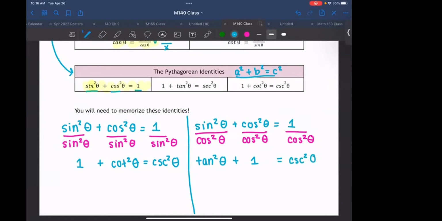Cosecant squared, good. Oh wait, is it secant? It's secant, good. Sorry, I get mixed up between the two too. So 1 over cosine is secant, so 1 over cosine squared is secant squared. Oh my goodness. I'll just write it down.